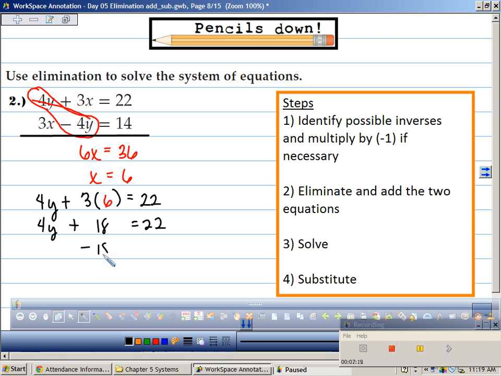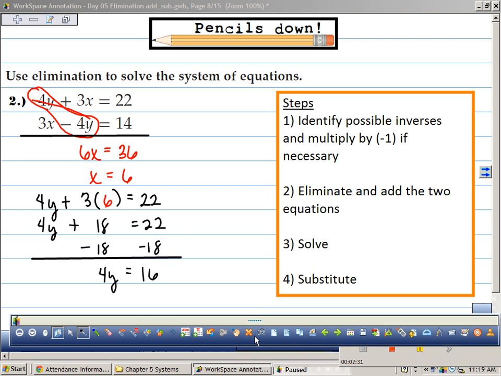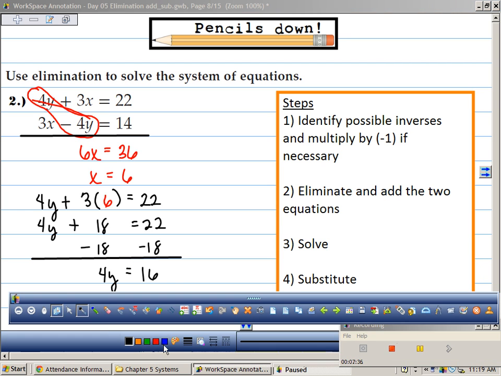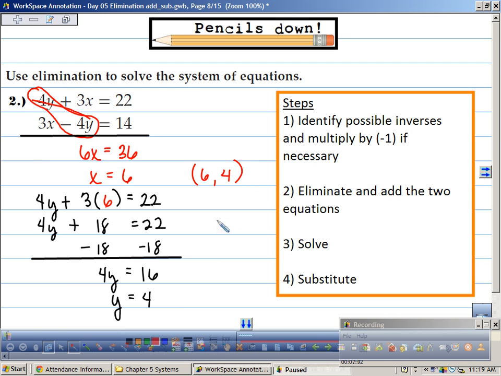Now I just have to solve for y. Subtract 18 from both sides. I get 4y equals 16. So 1y must equal 4. And my solution is? And what does that stand for again? Where the two lines intersect.